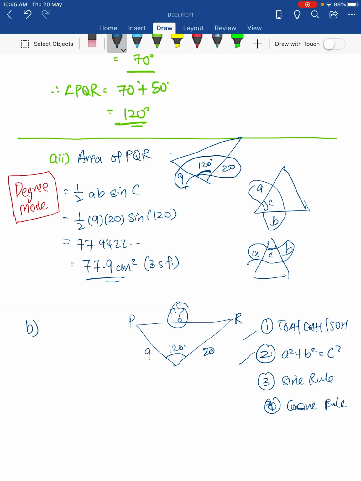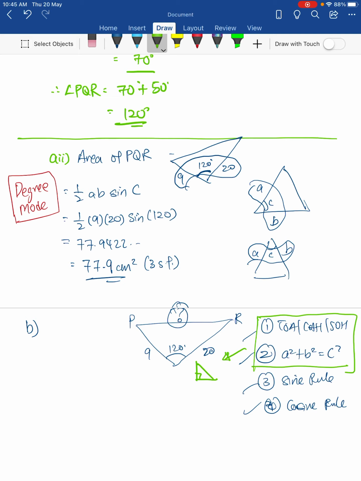Okay, so these are the 4 methods we can use to solve distance. But the first two, Pythagoras theorem and trigonometry (SOH CAH TOA), must be a right angle triangle. Right angle triangle, then we can apply SOH CAH TOA and half ab sine C, a square plus b square is c square. So in this case we can only apply the third or fourth, because it's not a right angle triangle.